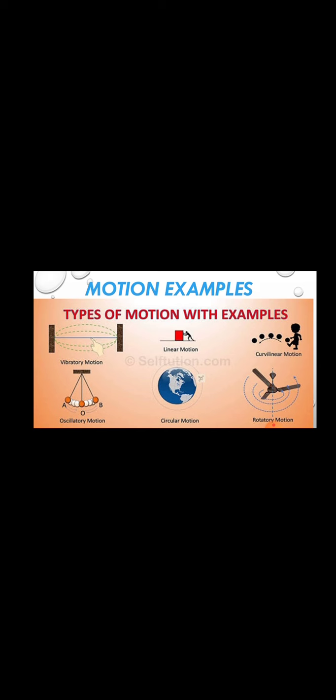And when, for example, a thing moves around a fixed point like a fan, yes, the blade of the fan moves around a fixed point, or a wheel that moves around a fixed axle, this is called rotatory motion. And when a body moves in a circular path but does not move around a fixed point and rather moves in a circular path, this is called circular motion.